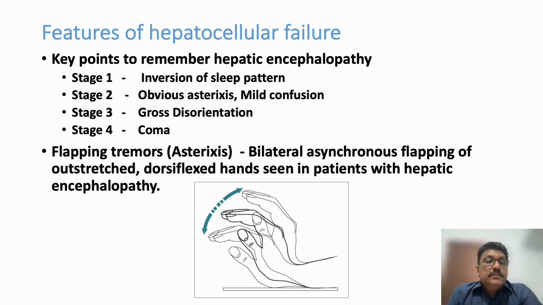If you see the stages, stage 1 is inversion of sleep rhythm: during the daytime the patient will be sleeping, at nighttime he will be awake. Stage 2 onwards he develops asterixis or flapping tremors. Mild confusion is always seen in stage 2. Stage 3 is gross disorientation, stage 4 is coma. So these are the stages of hepatocellular failure induced encephalopathy.